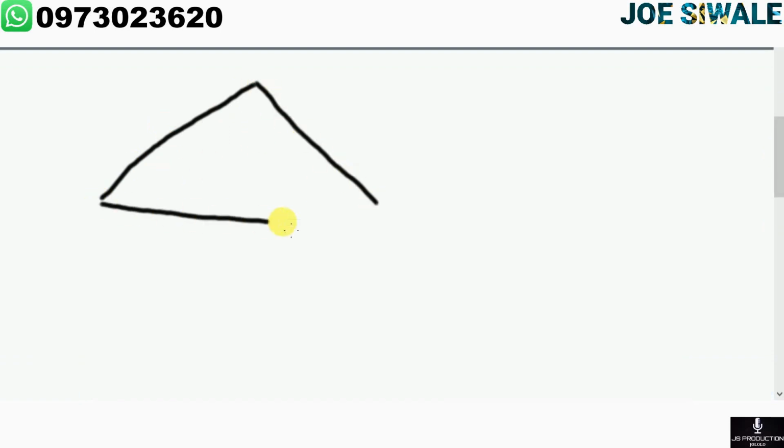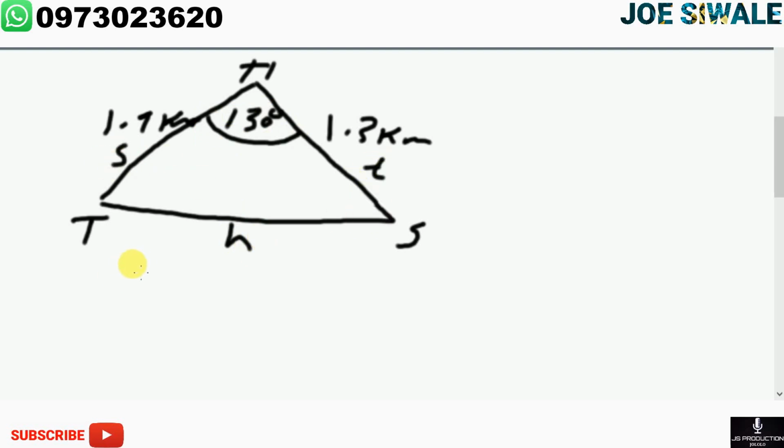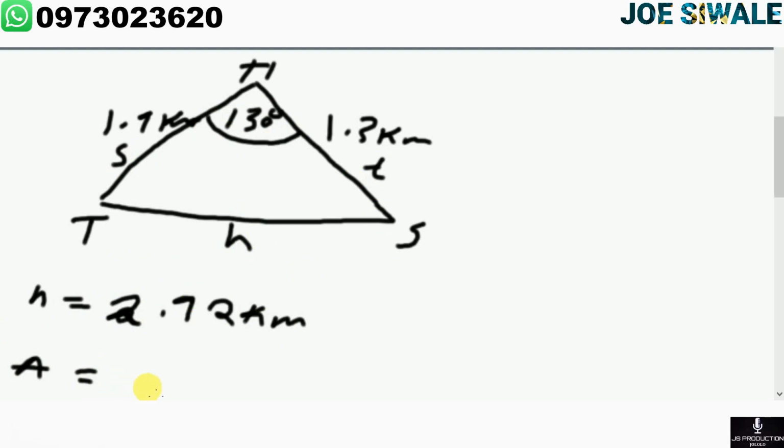I know that my triangle is given in this form. This is H, this is T, this is S. Here I'm having 1.3 kilometers, here I'm having 1.9 kilometers. The angle here is 130 degrees. This is small letter h, small letter s, small letter t. Since I know the length h, which I found to be 2.92 kilometers, and the area of this non-right angle triangle, which I found to be 0.95 squared kilometers, I can calculate the shortest distance.